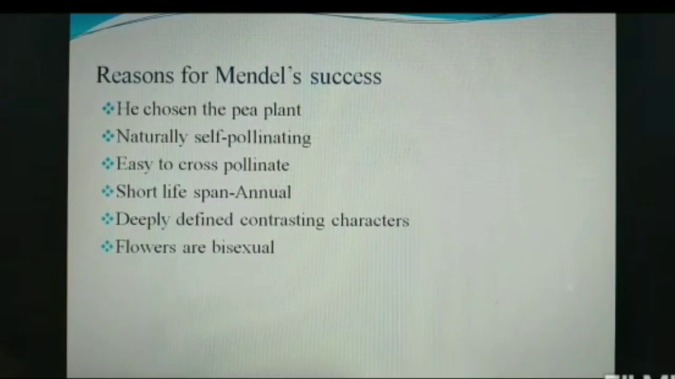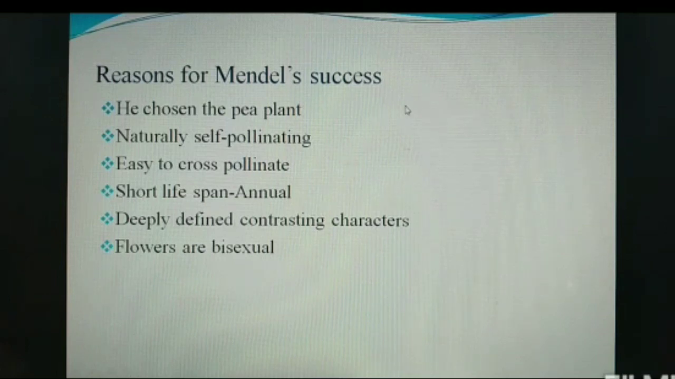Then, what are the reasons for Mendel's success? Or why did Mendel choose the pea plant for his genetic experiment? Because the pea plants naturally have a very short lifespan, as it is an annual plant. It completes its lifespan within 1 year. So he can get the result very fast.